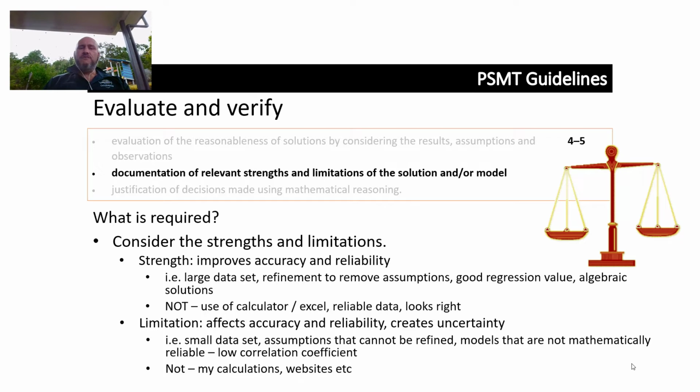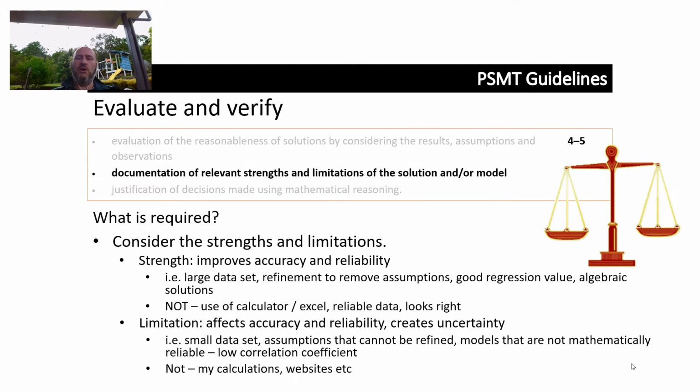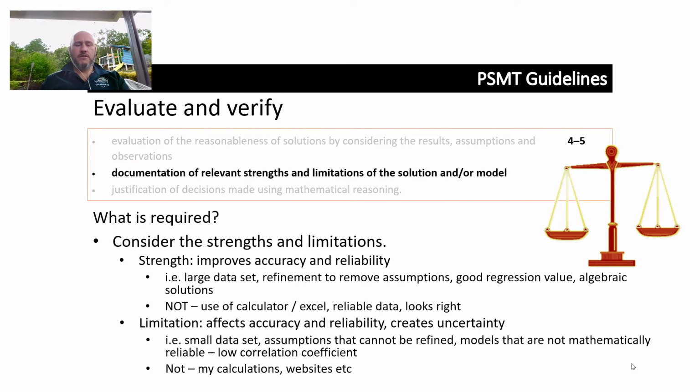Limitations are things that affect the accuracy and reliability, certain things that you can't fix and you're limited by. So the opposites, essentially. Did you use a big set of data? No? Well, then you used a small set of data and you've got a limitation instead. Assumptions that can't be refined, or assumptions that have a significant effect that you can't fix. Models that are not mathematically reliable, so low correlation coefficient.